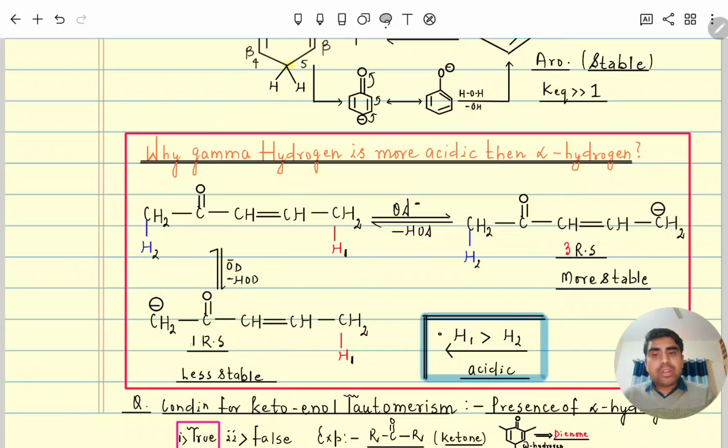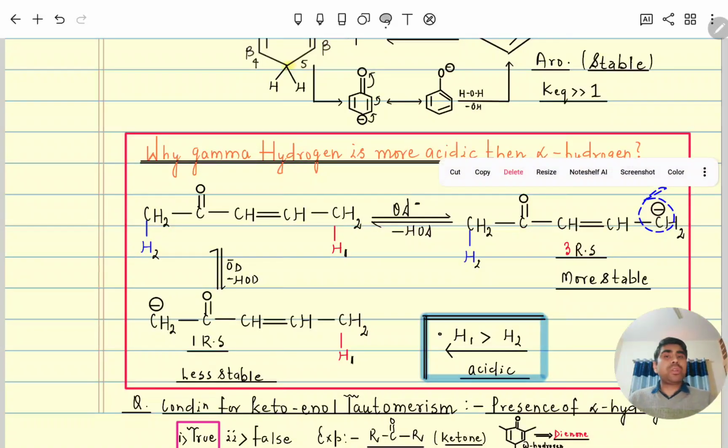1, and along with that 2. So it has 2 resonating structures. Whereas if we abstract hydrogen from here, how many resonating structures does this carbanion have? 1, then after 2, then after 3. So it has more resonating structures, which means this carbanion is relatively more stable.